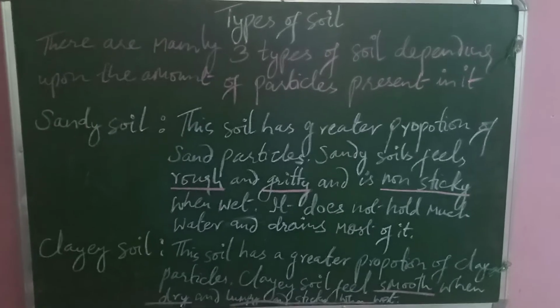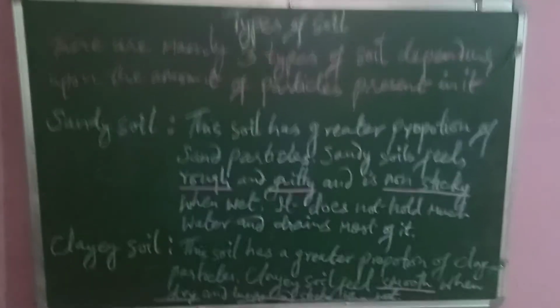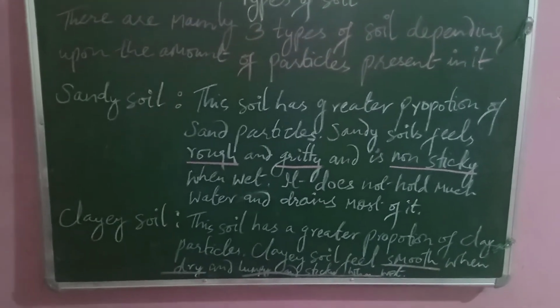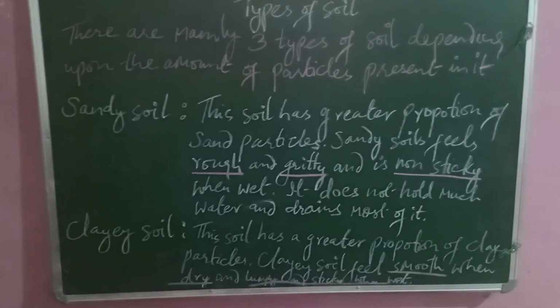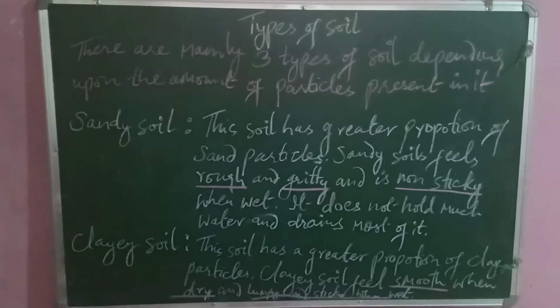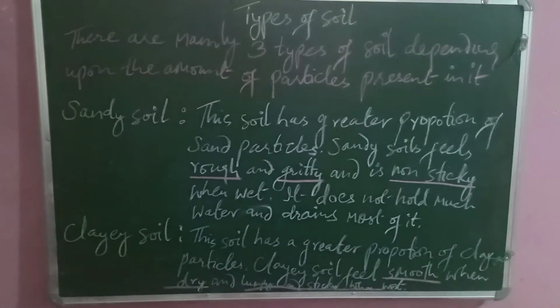Moving on, then we have types of soil. There are basically three types of soil depending upon the amount of soil particles present in it. They are sandy, clay and loamy soil.